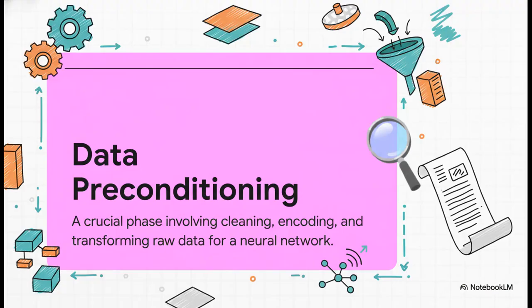The fancy term for this is data preconditioning, but really, it's a massive cleanup job. Real-world data is messy. It's chaotic, it's got missing pieces. This step is all about whipping it into shape, cleaning it, and formatting it in a way the neural network can actually understand. It is absolutely non-negotiable.